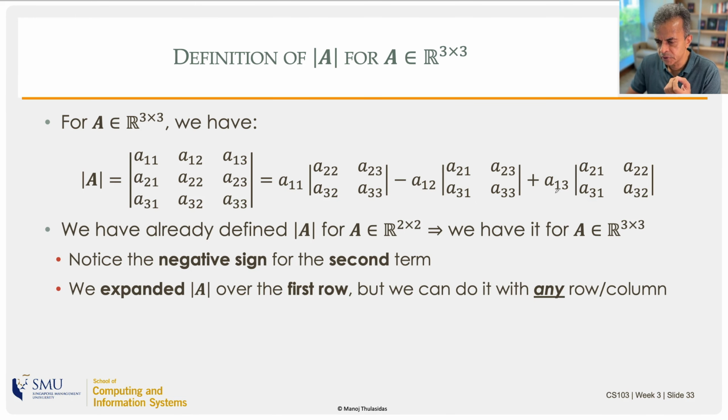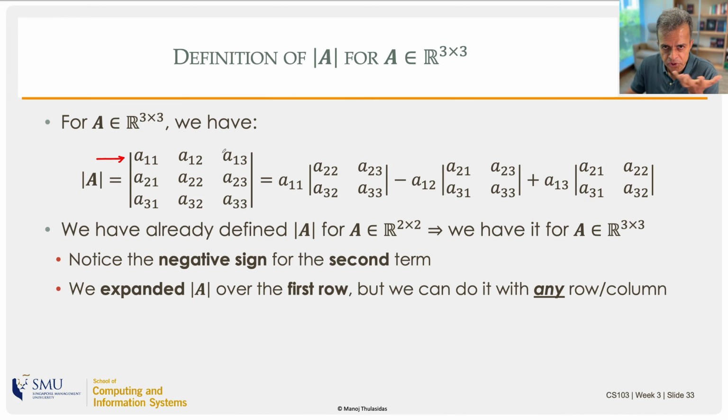So since we know how to do determinants for 2 by 2 matrices, we can define the 3 by 3 matrix determinant using the 2 by 2 one in a recursive kind of fashion. Now, the first term comes with a positive sign, the second one with a negative sign, then positive. There is a method to this madness that you will understand in the next slide. But here what we have done is to expand the determinant over the first row. You could do that over the second row or the third row or any column, and that is possible. And that's the way a higher order determinant works.